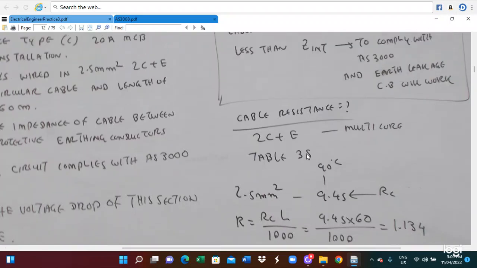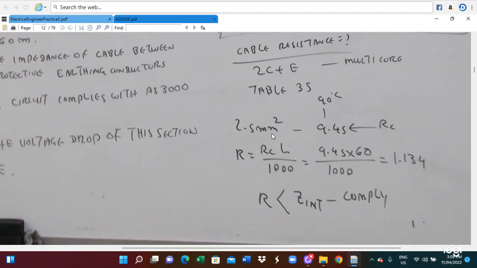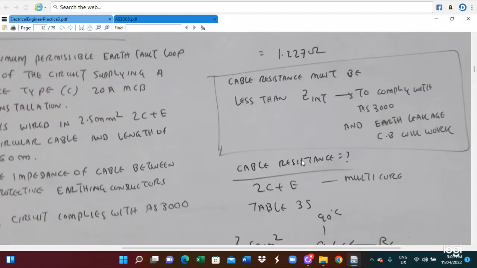So the internal impedance is 1.227. The external cable resistance is 1.134. Therefore, this resistance value is less than the internal impedance. So it complies with the ASR 3000, and the leakage circuit breaker will be working.